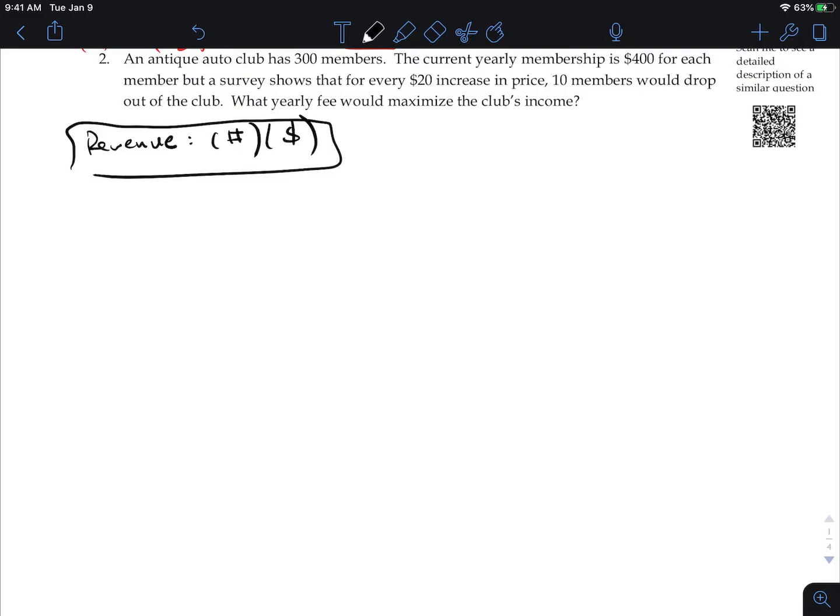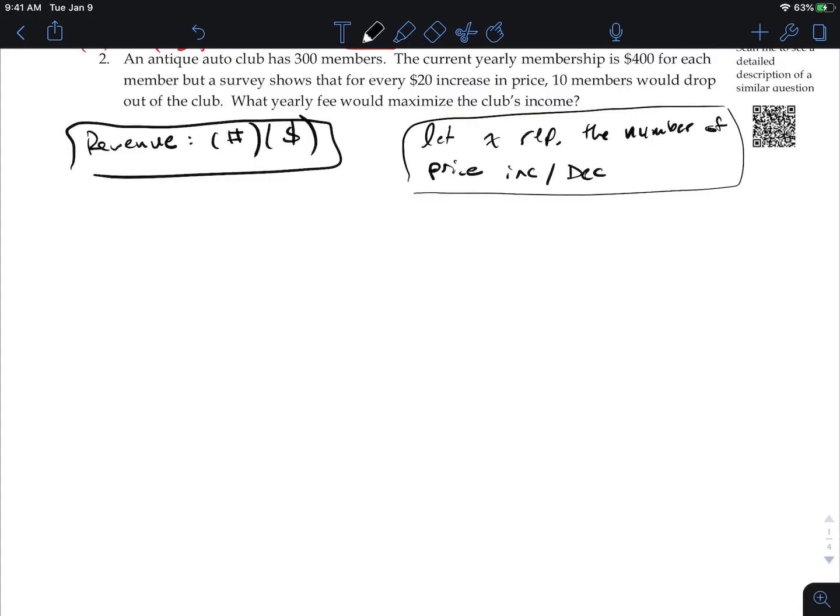So the one thing that they're changing here, and this is your let statement, you're going to say let x represent the number of price increases/decreases. This is a very generic one. It's applicable to this question, but in this question they're increasing the price. You could have a question that decreases the price. This is a very generic let statement. So these are the two things that form your whole question every single time.